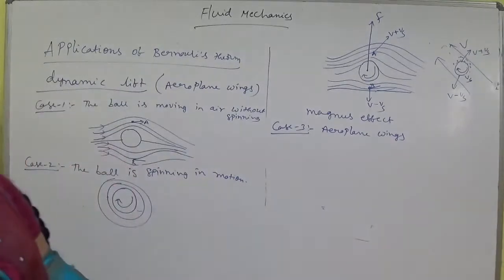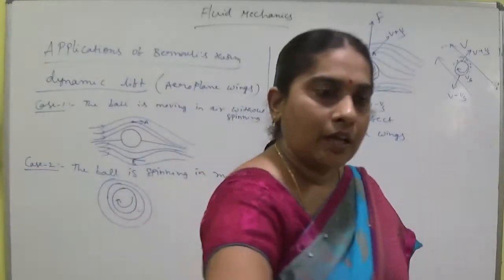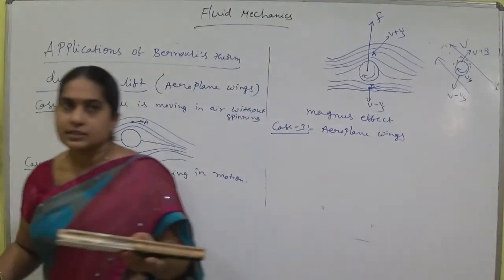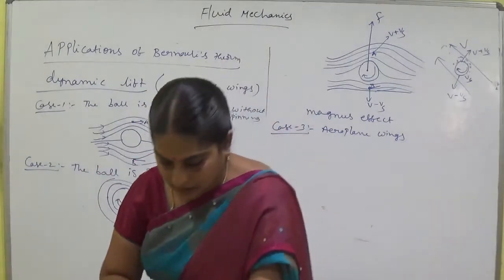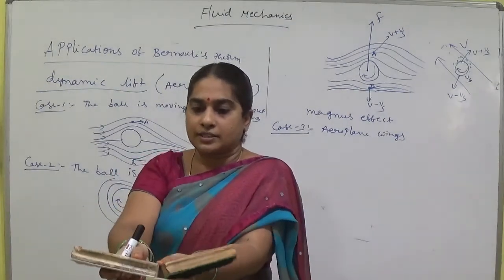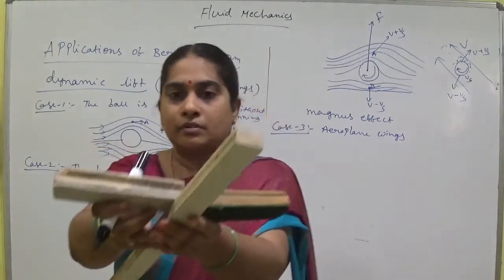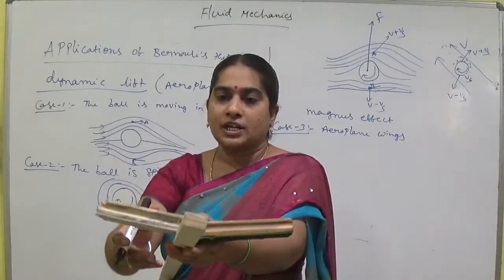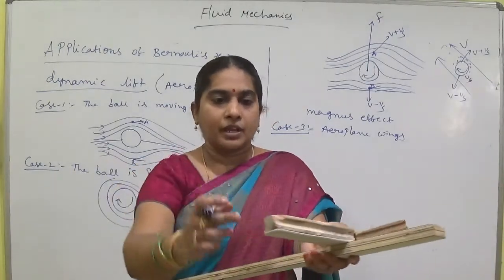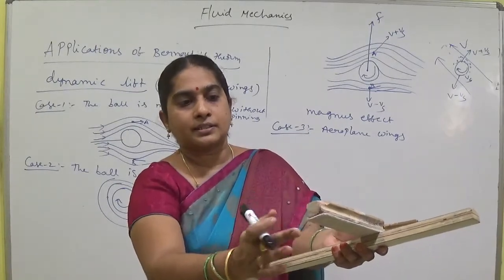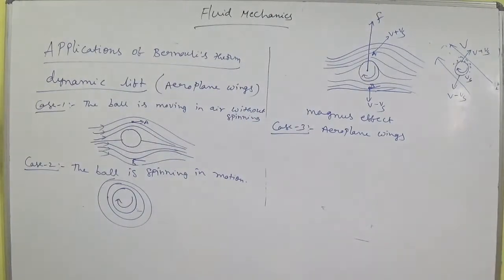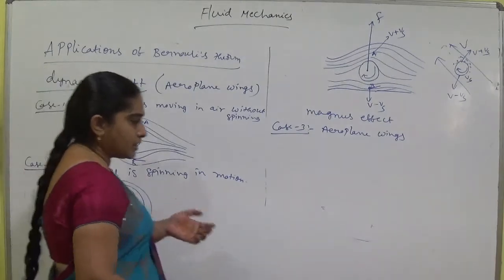Aeroplane wings, the streamlines of the wings. The aeroplane wings have a special arrangement. The wings are specially designed like this. So the streamlines move over the wing of the aeroplane.